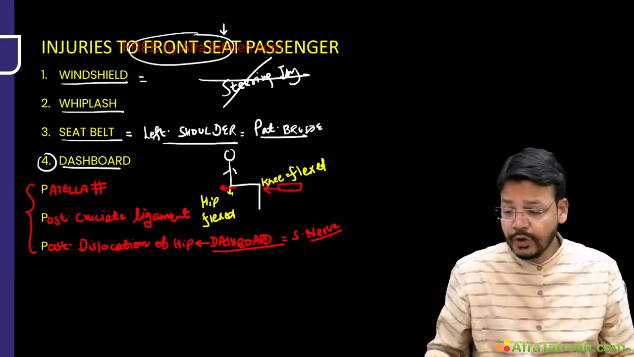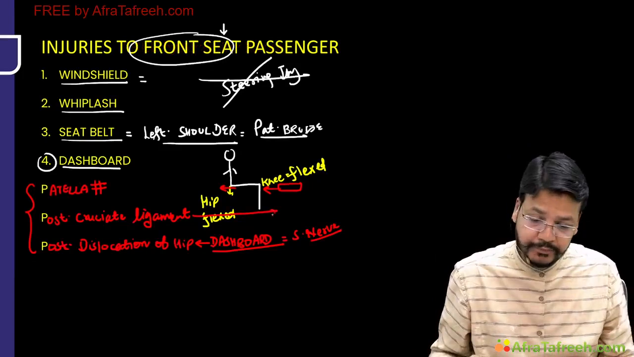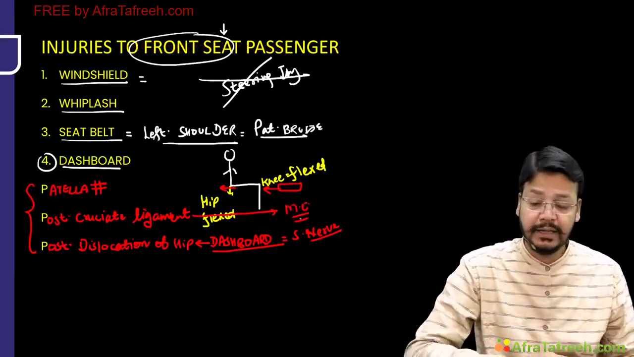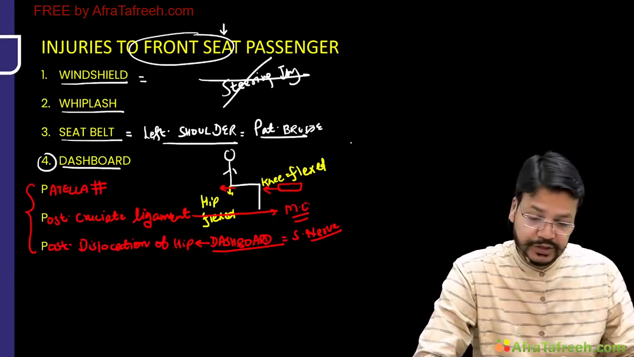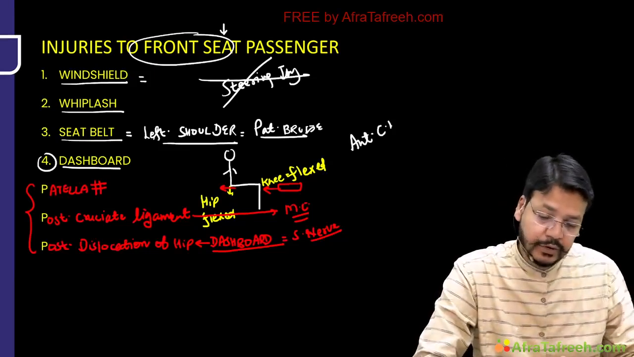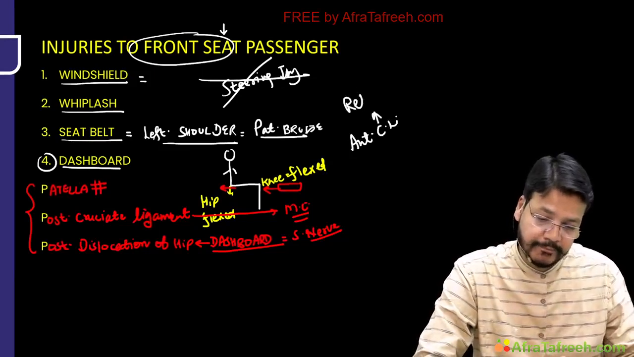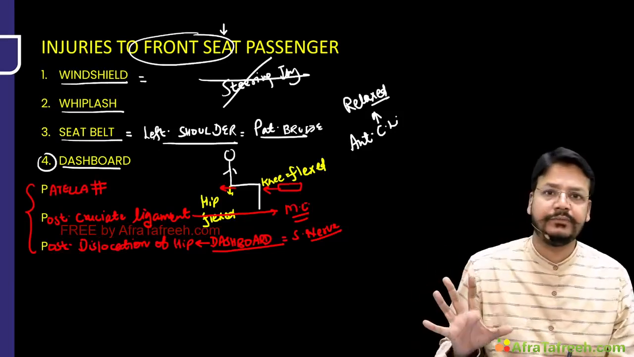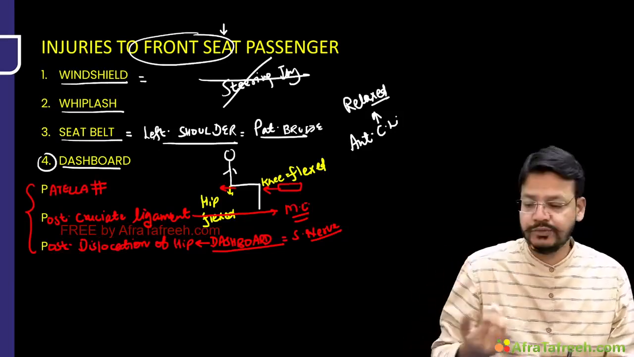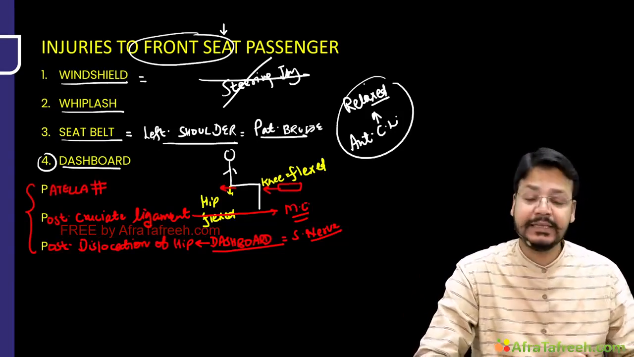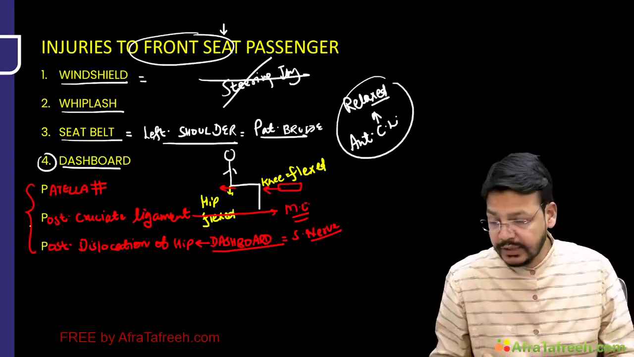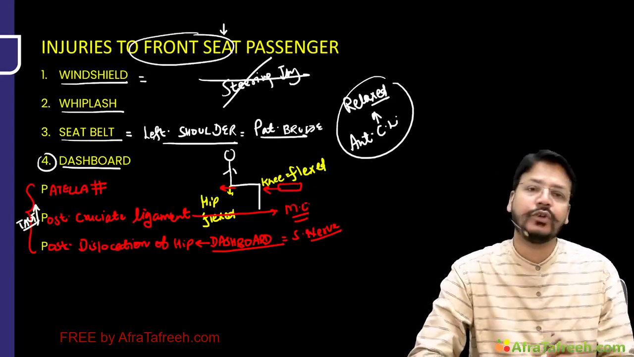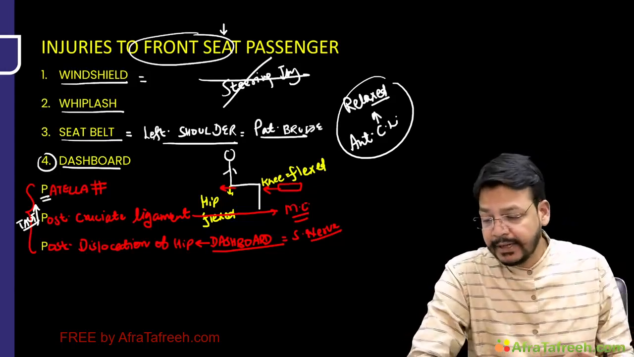Now, why is the most common injury posterior cruciate ligament? Why not anterior cruciate ligament? The reason is, in this position, the anterior cruciate ligament is relaxed and the posterior cruciate ligament is taut. So there are more chances of posterior cruciate ligament injuries. That's why posterior cruciate ligament injuries are more common, because it is taut. So just remember 3P, patella fracture.